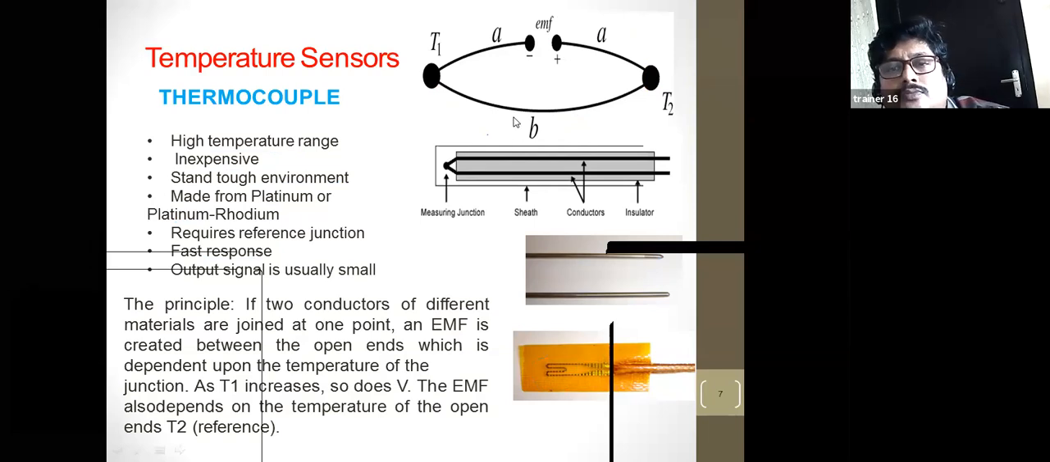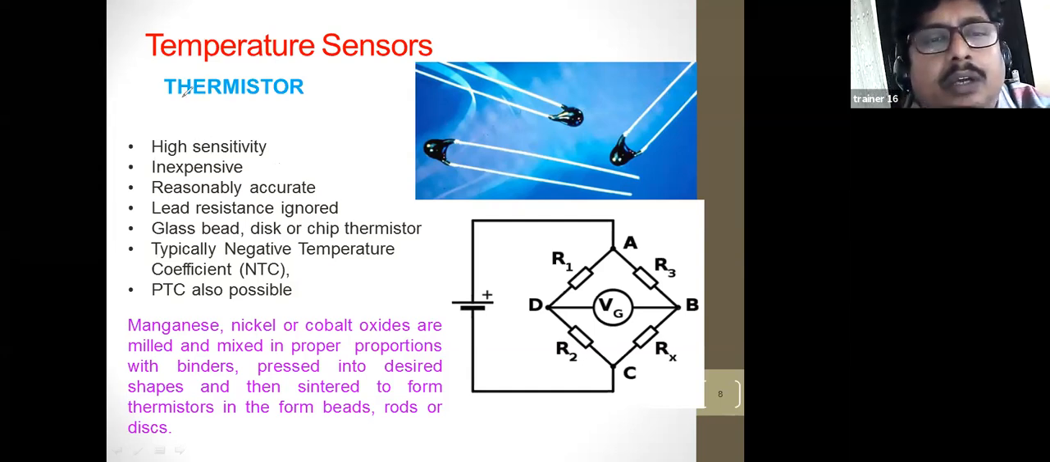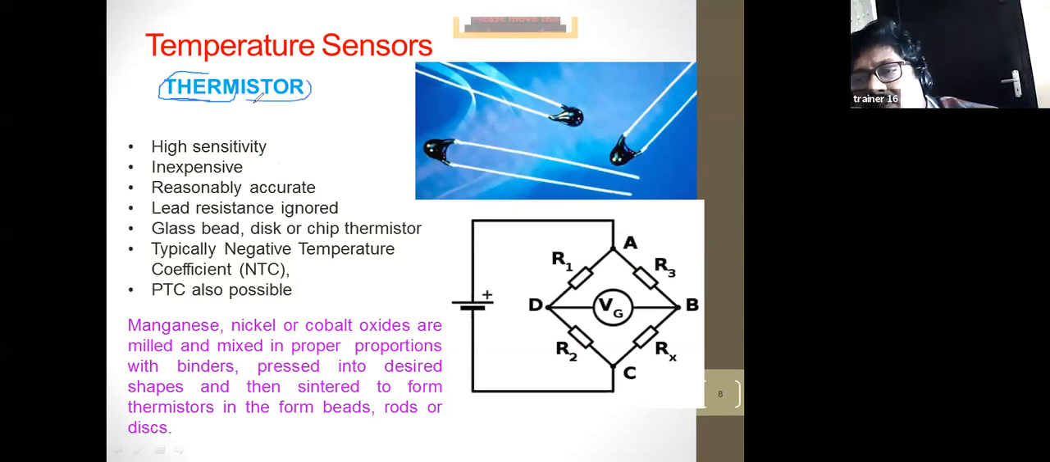Thermocouple is one of the devices which is used to measure the temperature. The next, if you go for thermistor, right? Thermistor. This is a very small sensitive element. So here, thermistor means thermal, right? And ISTOR is nothing but a resistor. It's nothing but a thermal resistor. This thermistor works like a resistor.